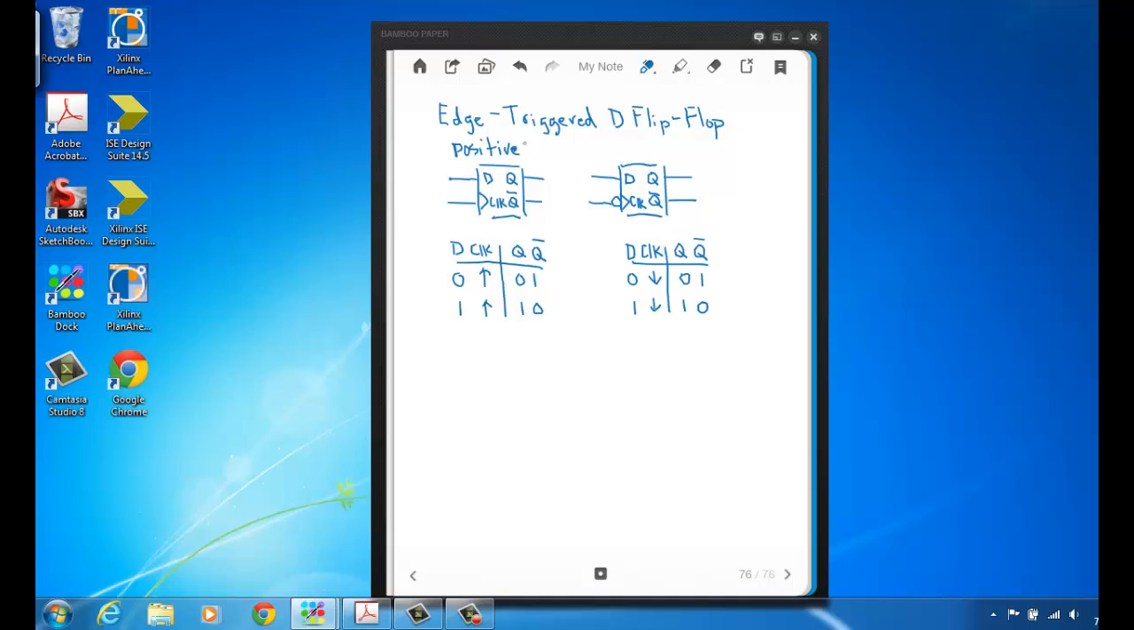A positive edge, or leading edge. Okay, so two names for the same type of edge trigger D. And I'll be using both of these in the course. This type over here is called negative edge. Okay, and it is also referred to as trailing edge.